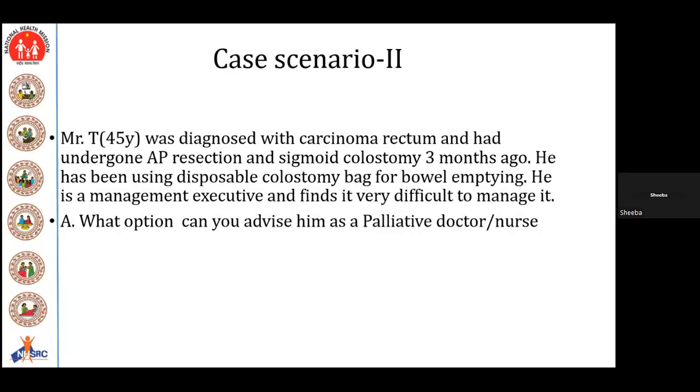Coming to the next case scenario, anyone please read it out. A 45-year-old was diagnosed with carcinoma rectum and had undergone abdominoperineal resection and sigmoid colostomy 3 months ago. He has been using a disposable colostomy bag for bowel emptying. He is a management executive and finds it very difficult to manage. What option can you advise him as a palliative care doctor or nurse?